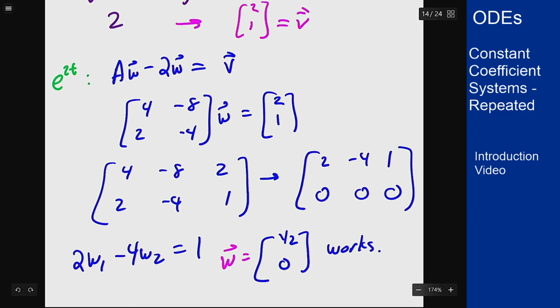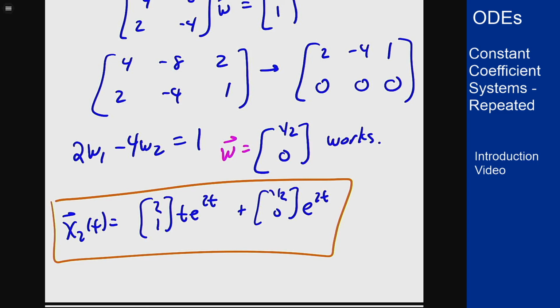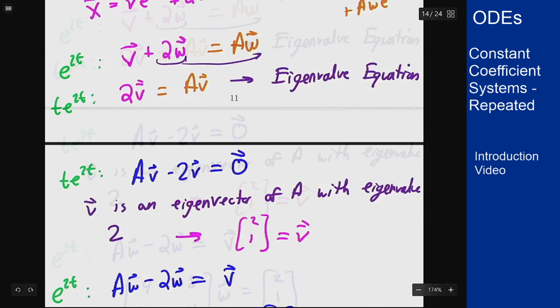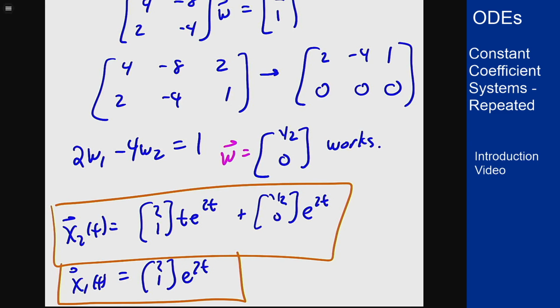So that means that my second solution should be v t e to the 2t plus w e to the 2t. And then with this, plus our base solution from before, which was just x1 of t is 2, 1 e to the 2t, that will let us get to a general solution for this problem. So that's an example in the idea of what happens for repeated eigenvalues. It gets more complicated, but it ends up being a process where you're multiplying by t and doing the same sort of idea as before to get to the answer.